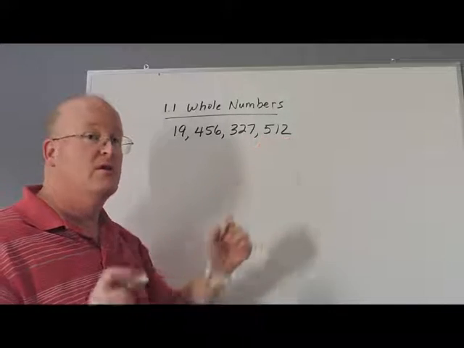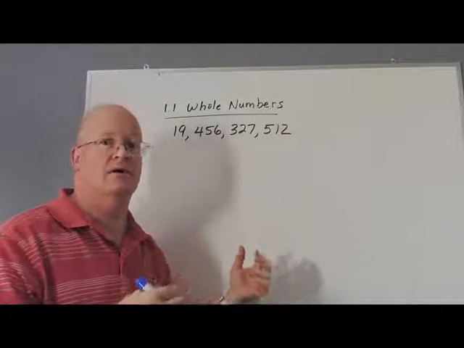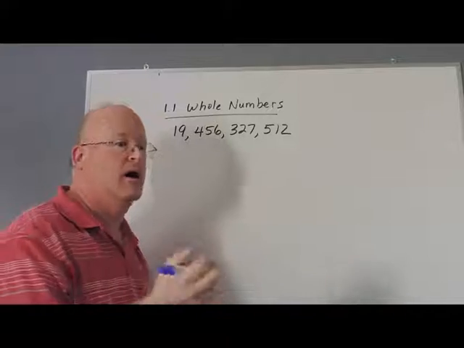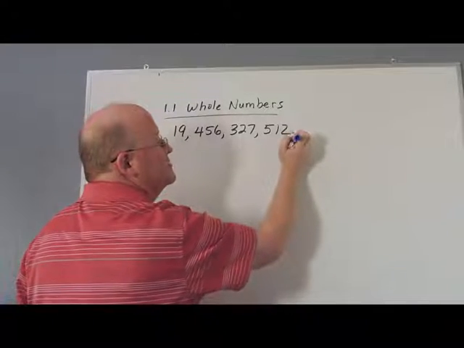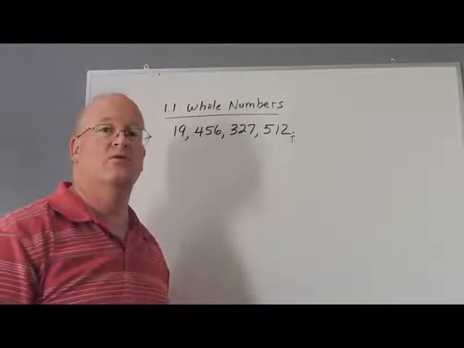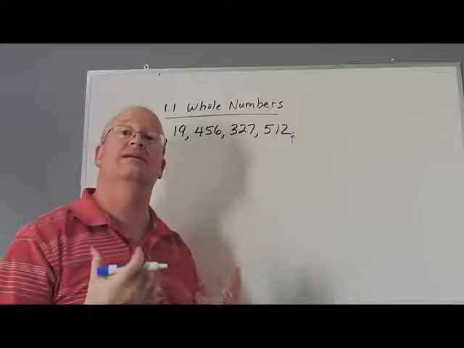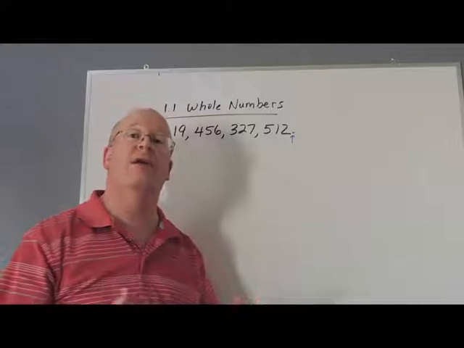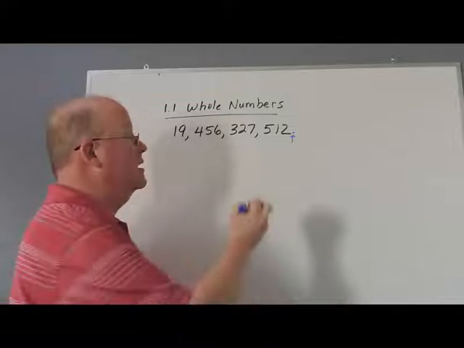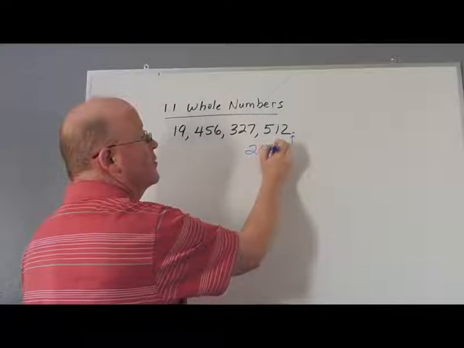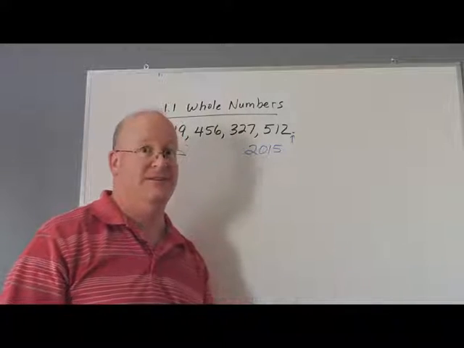19,456,327,512. Notice how I spoke that out. I did not say 512. There's no "and" in there at all. When we get to chapter 4 dealing with decimals, that decimal is going to be where we pronounce the word "and." So don't use the word "and" anytime you're speaking things. When you're writing out the year, this is year 2015 when I'm making this video for you. It's not "two thousand and fifteen," it's "two thousand fifteen."